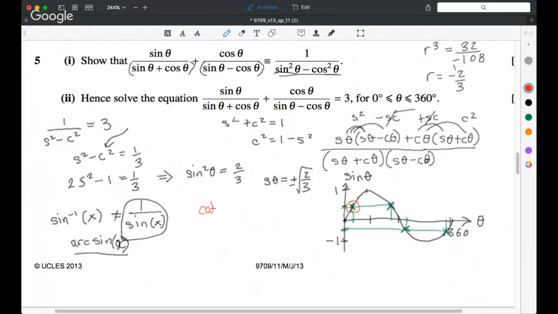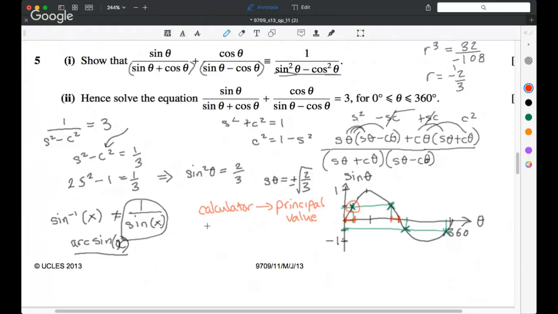So the calculator gives the principal value. Now we can work out the other ones ourselves. The principal value is basically this distance. It gives you that value of theta. Well, this one is simply that distance below the 180 mark.